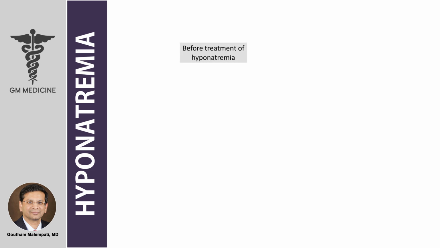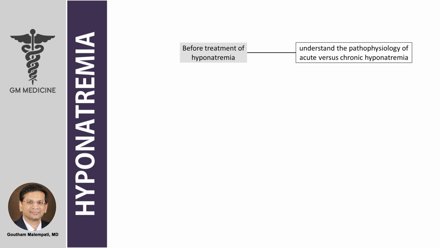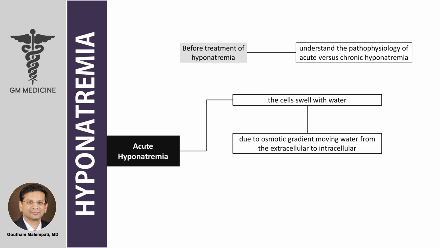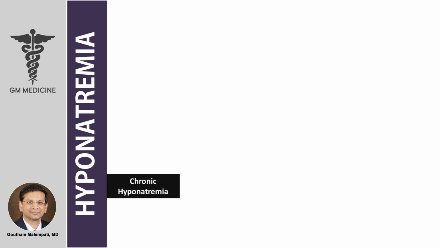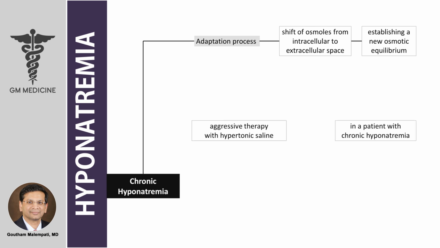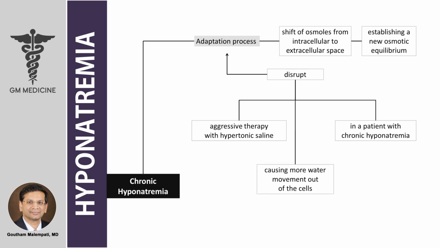Before we get to the treatment of hyponatremia, one has to understand the pathophysiology of acute versus chronic hyponatremia. In acute hyponatremia, the cells swell with water due to the osmotic gradient moving water from the extracellular to the intracellular space, in turn causing brain edema. In chronic hyponatremia, an adaptation process occurs, causing a shift of osmoles from the intracellular to the extracellular space, establishing a new osmotic equilibrium. Overly aggressive therapy with hypertonic saline in a patient with chronic hyponatremia can disrupt this adaptation and cause more water movement out of the cells, resulting in osmotic demyelination.